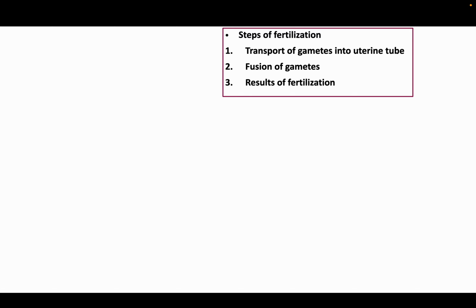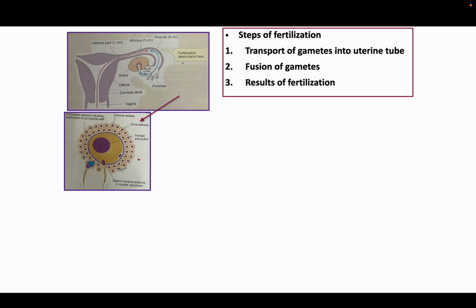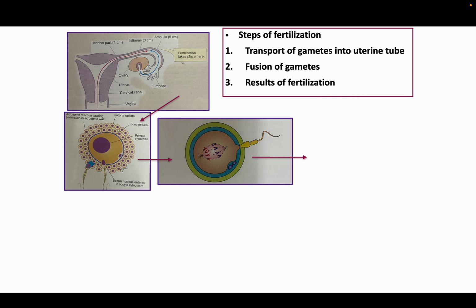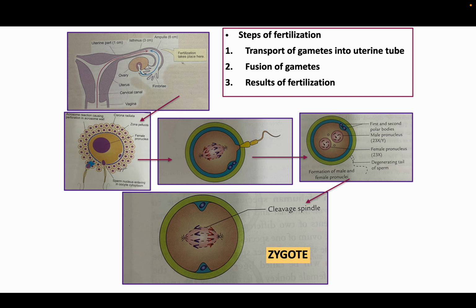Now, these are the steps of fertilization. What are the different steps which are happening? First is the transport of gametes into the uterine tube. Then fusion of the gametes happens, as you can see here. Then the result of the fertilization is in the form of the zygote. So these are the things which are happening in fertilization.